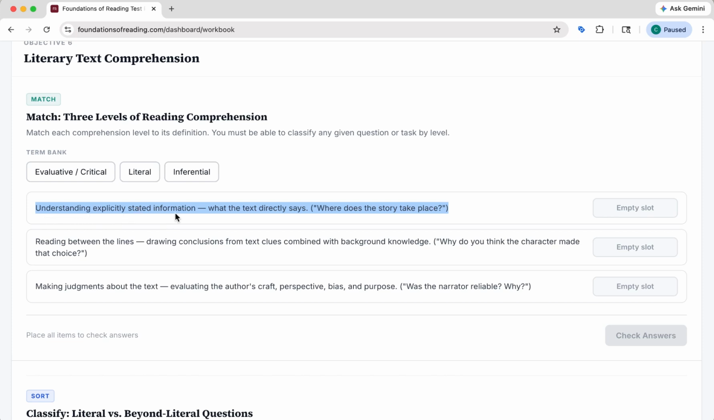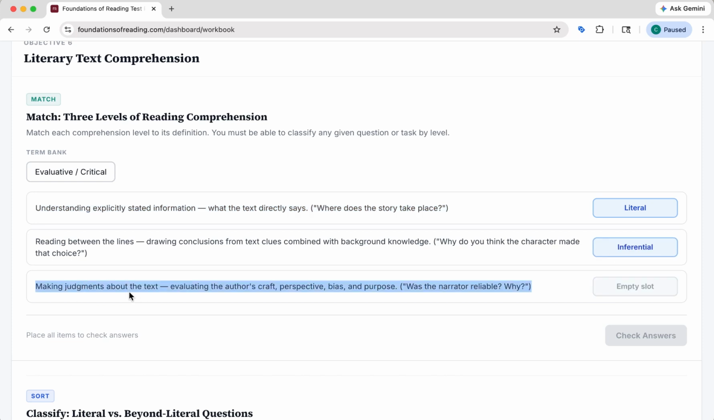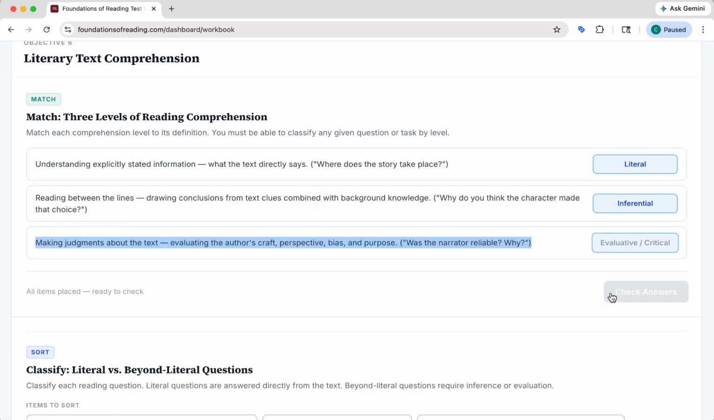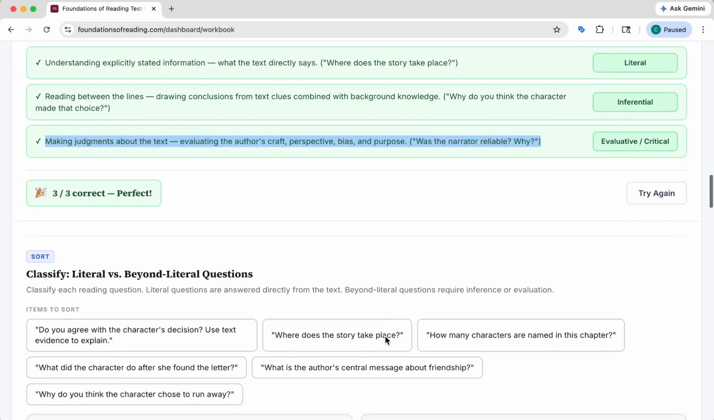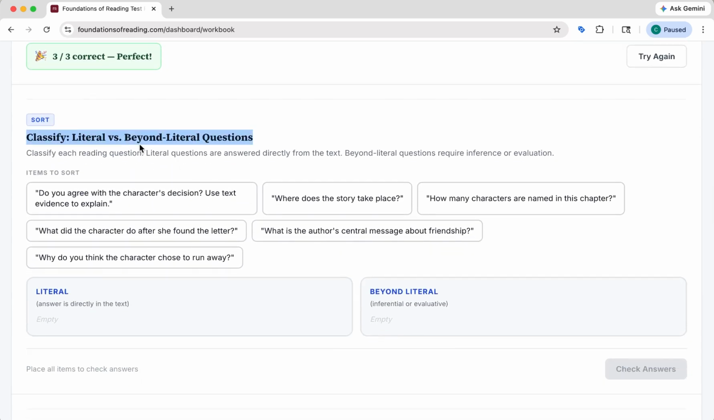Understanding explicitly stated information. That would be literal comprehension. Reading between the lines, drawing conclusions from text clues combined with background knowledge is inferential, and making judgments about a text is evaluative. Let's check it, and we're good. Literal versus beyond literal questions. This exercise is asking us to classify each reading question. Literal questions are answered directly from the text. Beyond literal questions require inference or evaluation.